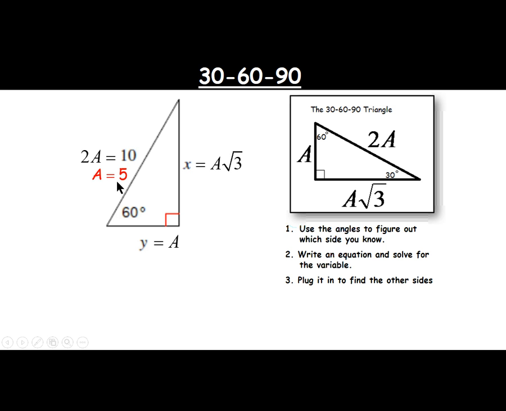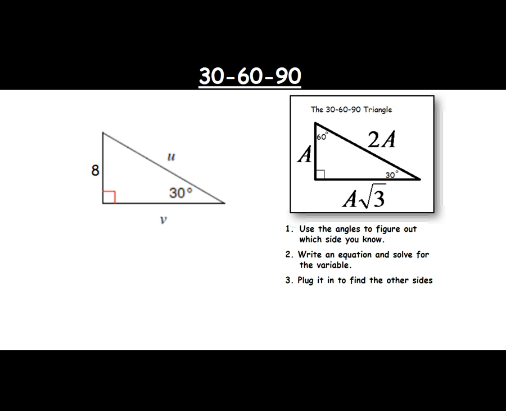Once you've solved one of them, you can just plug it in to know the other sides. If a is 5, then this side is just a, so this side down here is going to be 5. And this side is a root 3, so that's just going to be 5 root 3. And that's it. We got the measures of all 3 sides without doing too much work. The trick is being able to pair up the sides together.